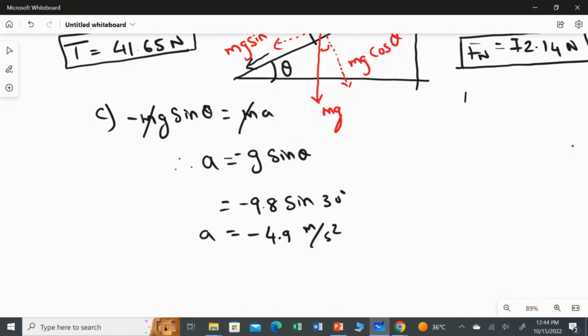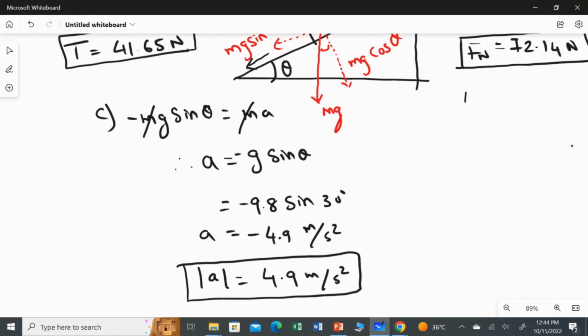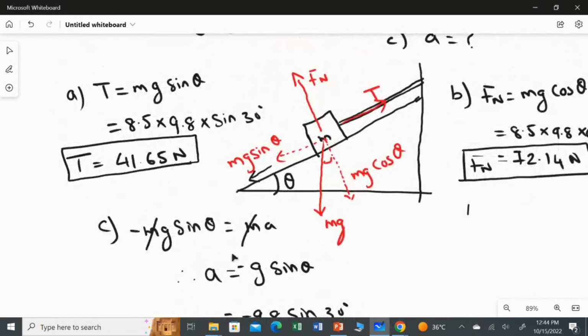But they ask you to give the answer as the magnitude. Am I right? So what is the magnitude of the acceleration? 4.9 meters per second squared. So this is the answer for the third part. Clear? Here you have to be very careful, because all these equations for the three subdivisions we took from the free body diagram. If your free body diagram is right, then the rest of the things will be perfect. Understand?